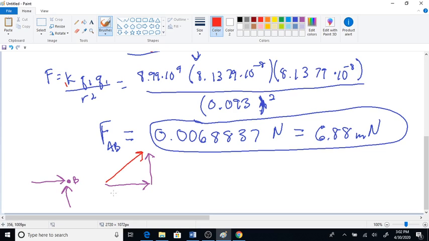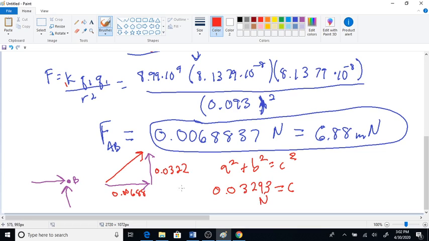So it's just a Pythagorean theorem deal. 0.00688, and this one is 0.0322. When you do a squared plus b squared equals c squared, and fill in and solve, you end up with a c value of 0.03293 newtons. Very close to this, right? But this is a very tiny leg, so not to scale, but there we go. And let me know if you have problems.